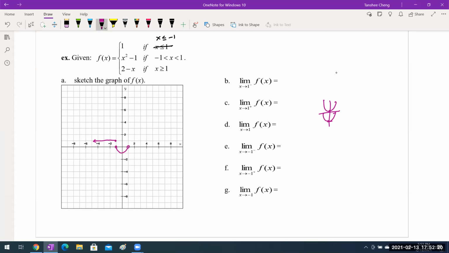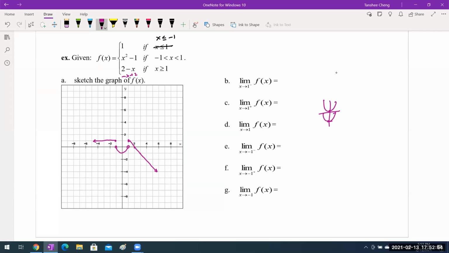And lastly, this is negative x plus 2. So we have a slope of negative 1 and y-intercept at 2. So here's the y-intercept, slope is negative 1. So go down 1, out 1, down 1, out 1, down 1, out 1, a line like this. However, we are only interested in x greater than or equal to 1. So therefore, here's a solid point. And then we are going down like this. So this is a piecewise defined function.